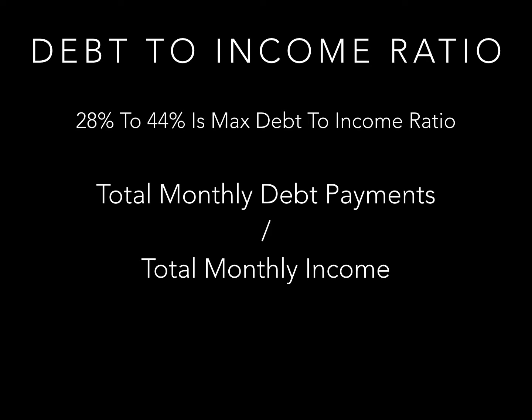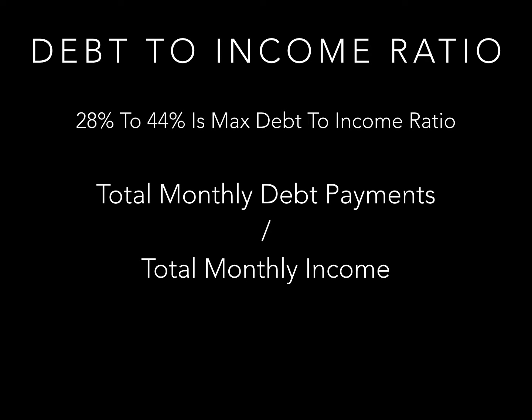Your debt to income ratio is a pretty simple calculation. It's the total monthly debt payments you have divided by your total monthly income, right? So banks and lenders are looking for a debt to income ratio of between 28 to 44%. Somewhere in about the 33-35% range is average, but this is 28 to 44%. It's probably about 80 to 90% of lenders are looking for the maximum debt to income ratio in that range.